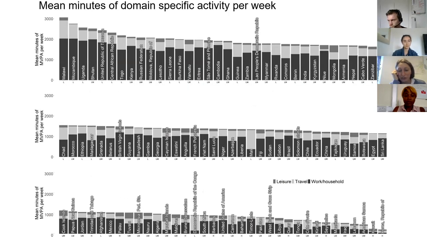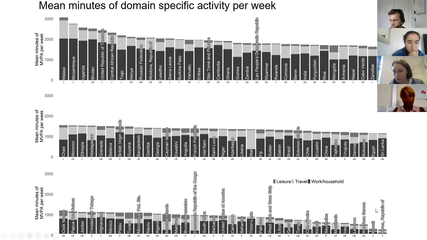This slide, I don't know if it's too small on your screens, I'll show a summary in the next slide, but what you have here is the 104 countries, a bar for each country, and on the y-axis is the total minutes per week, color-coded by domain. The darker one is work and household, the lighter gray is travel, and the top middle gray is leisure time. So you can see immediately that work and household is not the highest in 100% of the countries, but for a lot of them it's a major contributor. But there are variations in what the contributions are.